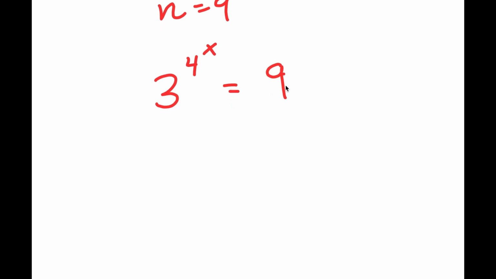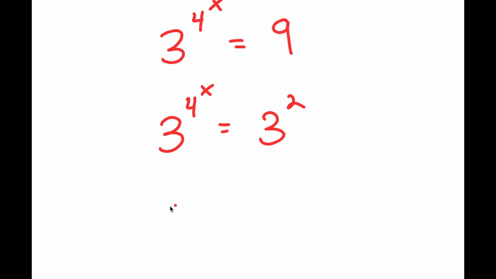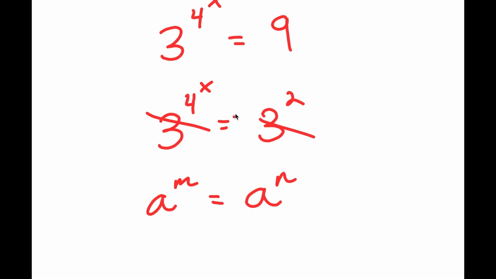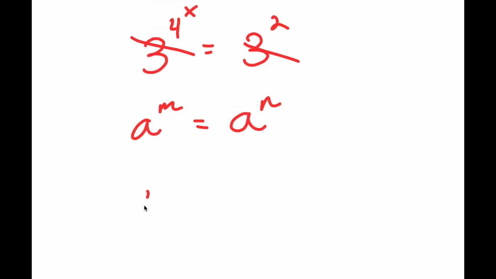Now, 9, I can rewrite as 3 to the power of 2, because again, I want to make the bases the same. So now I get 3 to the power of 4 to the power of x is equal to 3 to the power of 2. Again, I can use the property that a to the power of m is equal to a to the power of n to cancel these two bases out, and I'm left with 4 to the power of x is equal to 2.